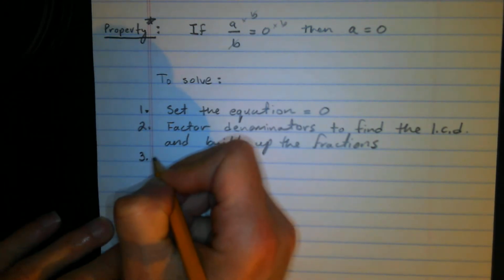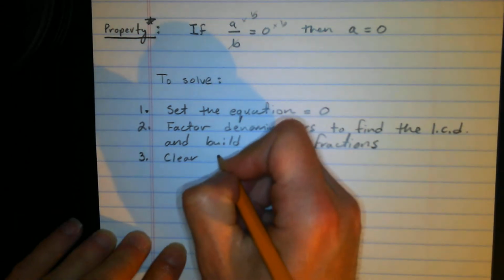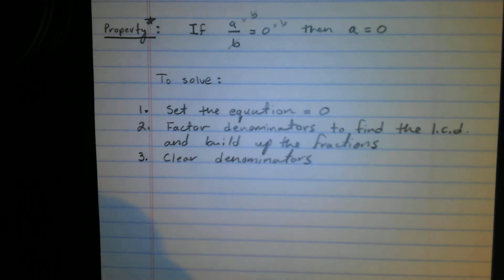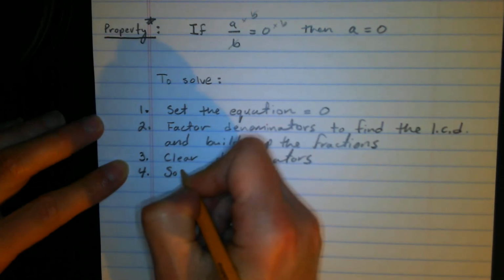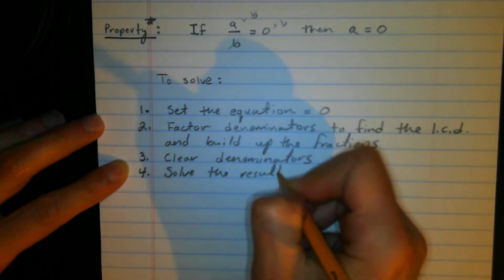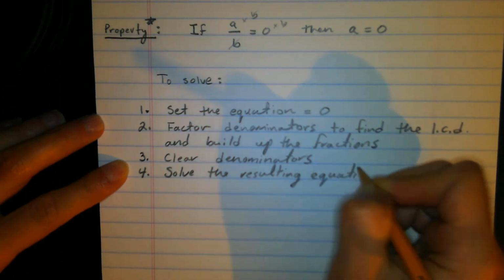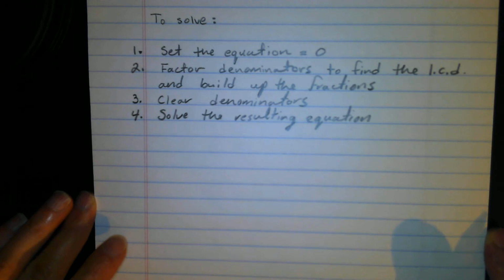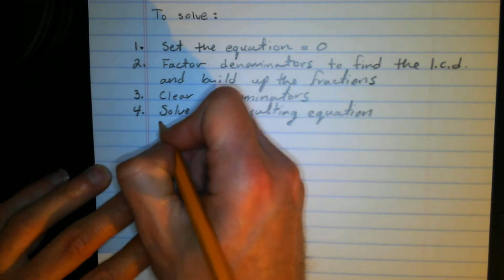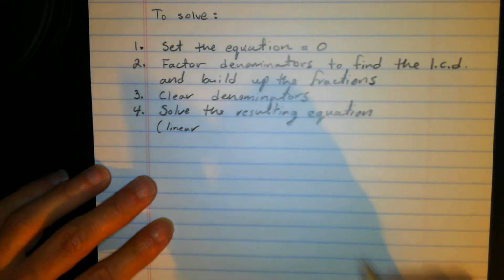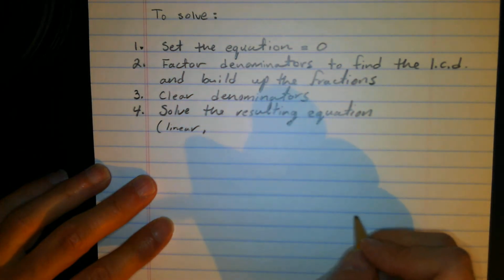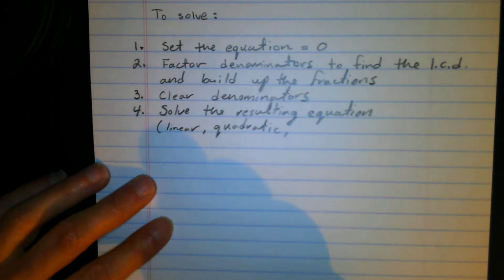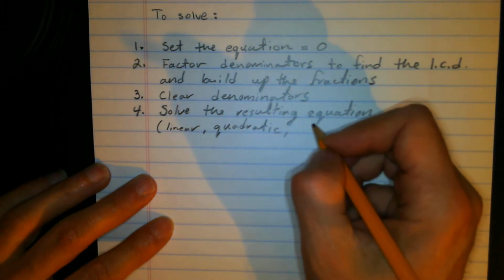3, we're going to clear the denominators using the above property. 4, we're going to solve the resulting equation. And that means we need to be able to identify what type of equation it is, right? We haven't run into too many equations yet, but when you're doing this, you could end up with a linear equation, in other words, the highest power of x will be 1. You could end up with a quadratic equation, in other words, the highest power of x is x squared, or you could end up with a higher degree polynomial equation.